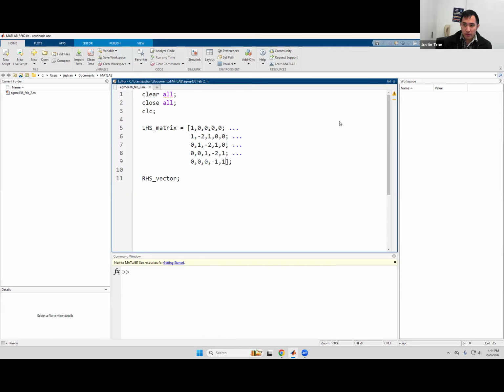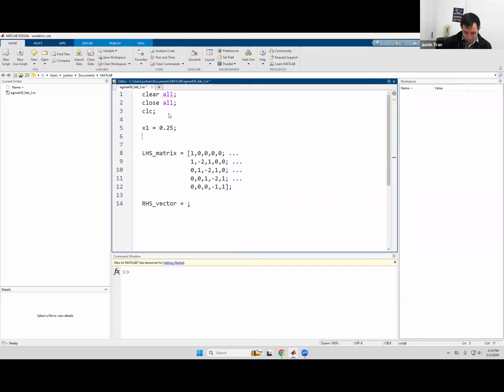Okay, now we have our right-hand side vector. The right-hand side vector is everything that was on the right-hand side, okay? And to help us out here, I'm going to define some other variables up here, just to make things a bit more clear, because our right-hand side depends on the values of these. So let me define the nodal coordinates first. The x coordinate for node 1, x1, is 0.25. x2 is 0.5, x3 is 0.75.